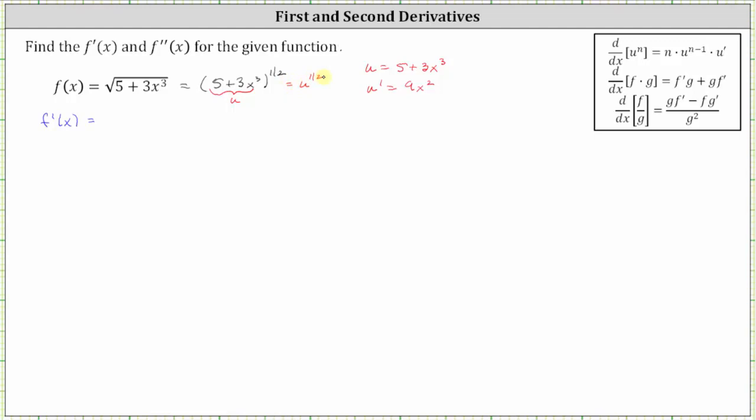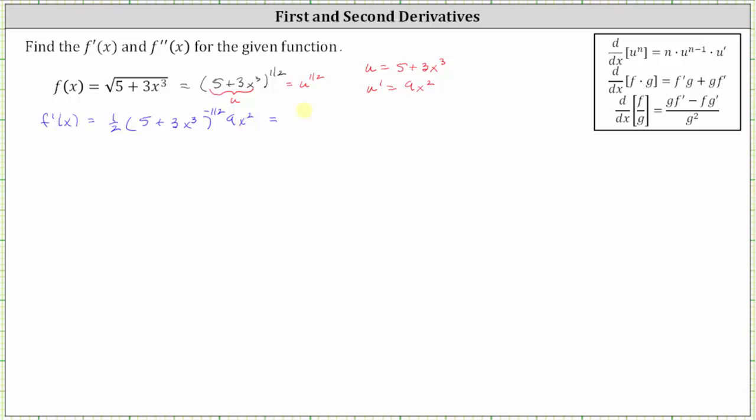Applying the power rule with the chain rule built in, the derivative of u to the power of 1/2 with respect to x is equal to 1/2 times u to the power of 1/2 minus 1 times u prime. Or in our case, 1/2 times the quantity 5 plus 3x cubed raised to the power of 1/2 minus 1, which is negative 1/2, and then times u prime, which we already know is 9x squared. Let's go ahead and simplify.